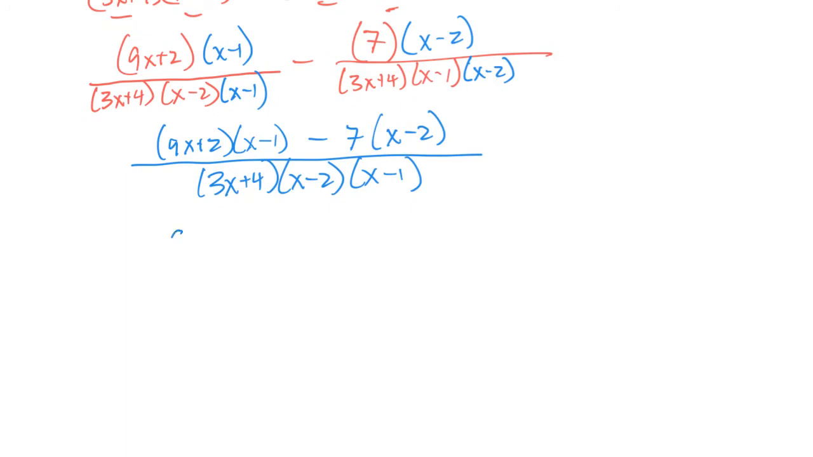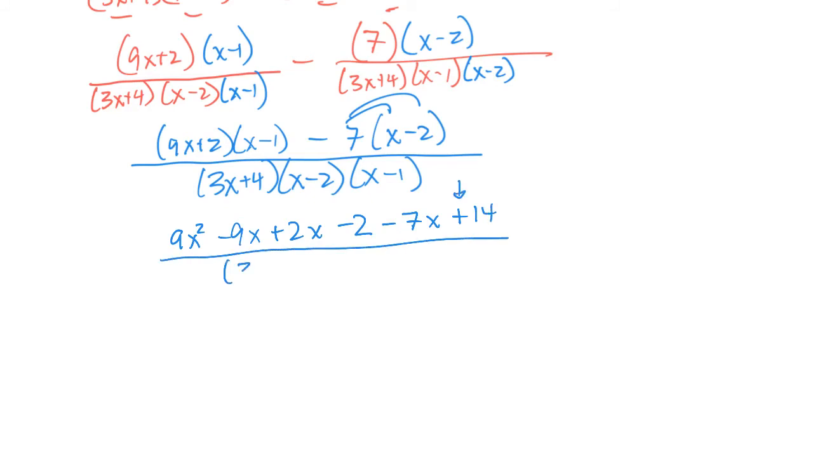So let me FOIL the first one. 9x squared minus 9x plus 2x minus 2. And then this one, the distributive property. So it'll be minus 7x plus 14. And that's where a lot of students mess up. Over the common denominator, x minus 2, x minus 1.